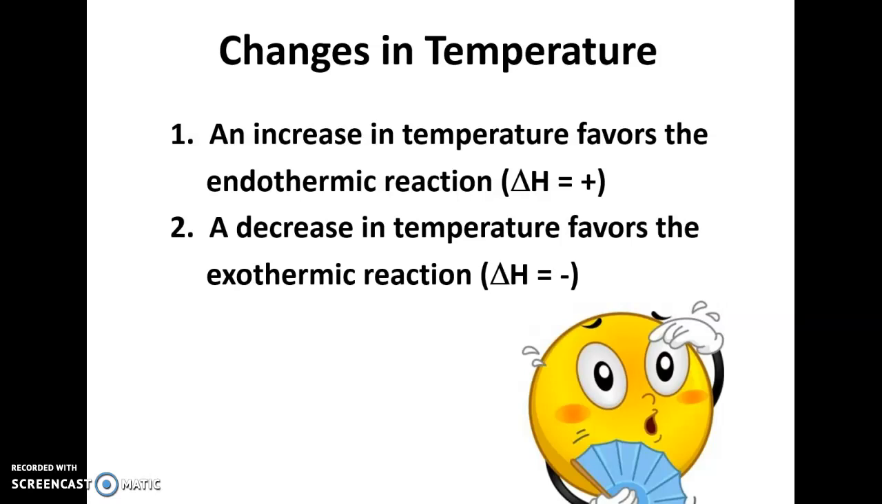And then a decrease in temperature favors an exothermic reaction. Exothermic reaction means it's giving off heat. So heat is actually a product. So again, if your delta H is negative, that's going to indicate an exothermic reaction. So to get that reaction to go forward, you need to remove that excess heat that's being generated. So decreasing the temperature would cause the reaction to go forward as well.